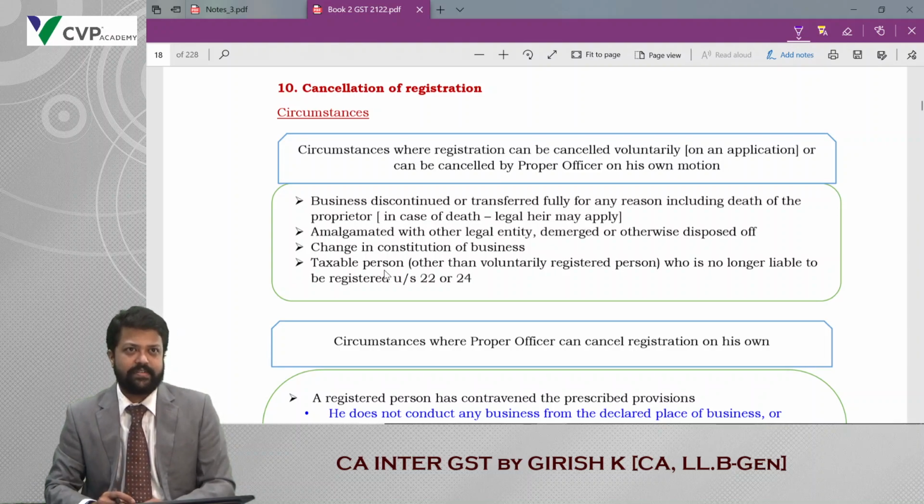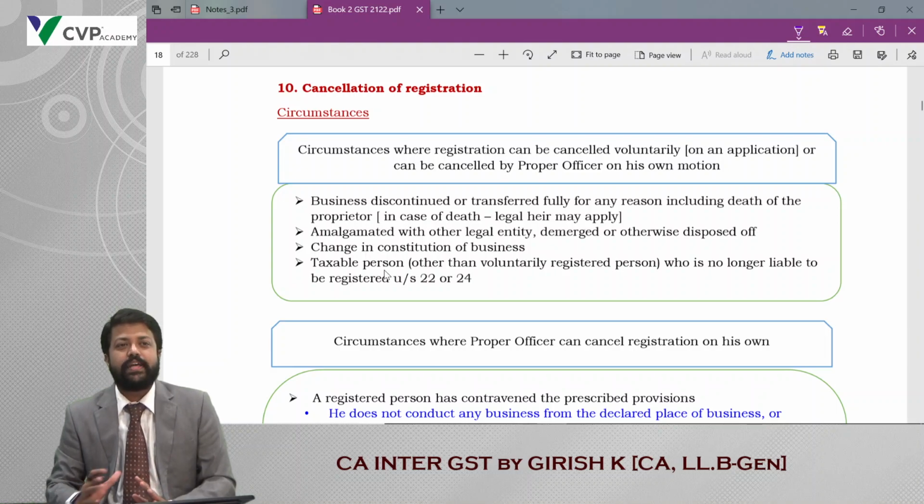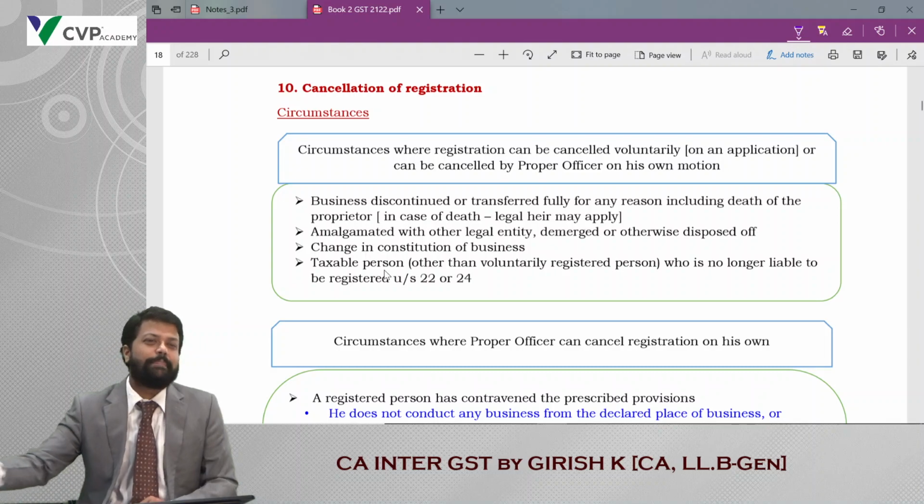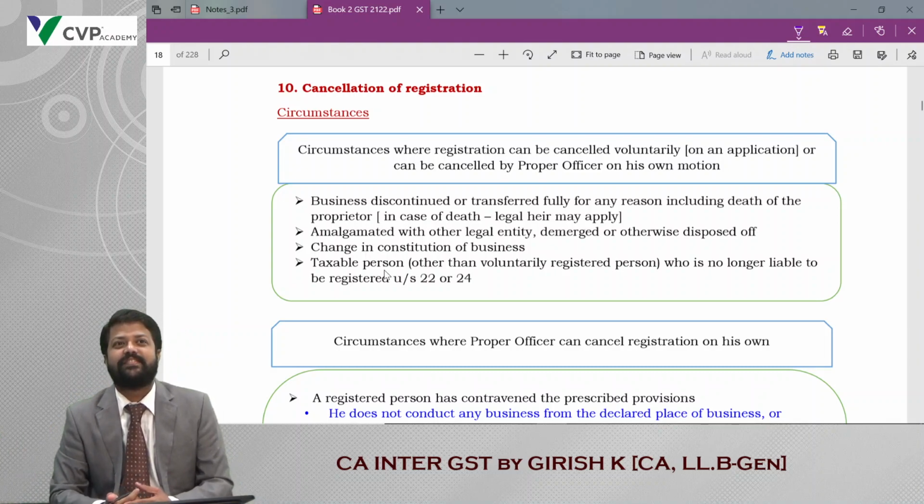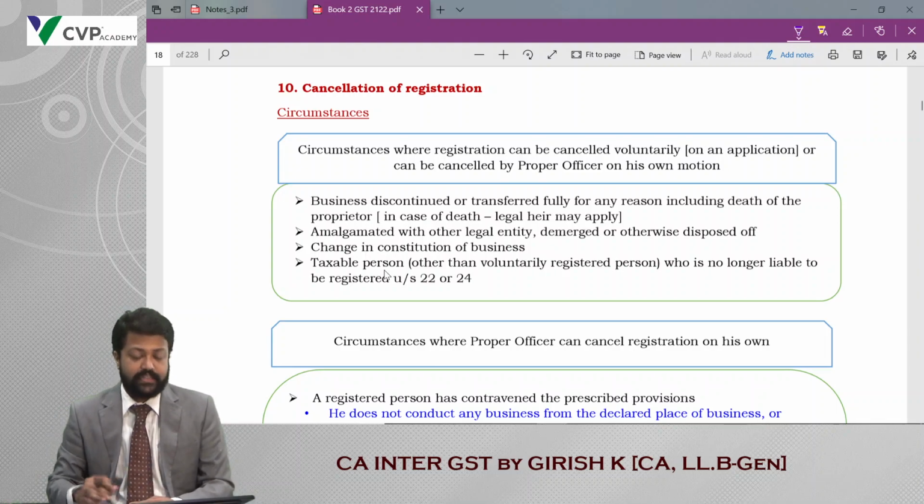What is another reason? The business itself is stopped, the proprietor is dead, n number of reasons can be there. So there is a cancellation from the taxpayer side. There is a cancellation from the department side as well. Why would you think the department would cancel the registration? The taxpayer is defrauding something. Yes, there may be a defrauding activity, or there may be non-payment of taxes, or non-compliance with the laws, for example filing of returns etc. for a specific period of time. We will see all the reasons.